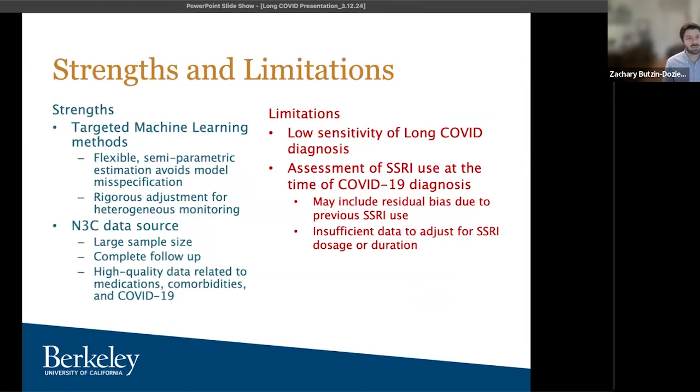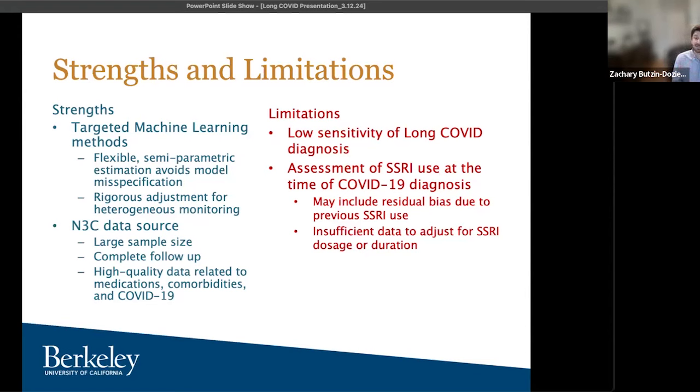So some strengths and limitations of these findings in this study overall. The strengths really come from the targeted machine learning methods and the N3C data source. Targeted machine learning allows flexible semi-parametric estimation, which minimizes assumptions and avoids model misspecification. And we also had really rigorous adjustment for heterogeneous monitoring that targeted machine learning methods really enable. Also, N3C as a data source was a huge strength. We had a really large sample size with relatively complete follow-up, and we had high quality data related to medications, comorbidities, and COVID-19.